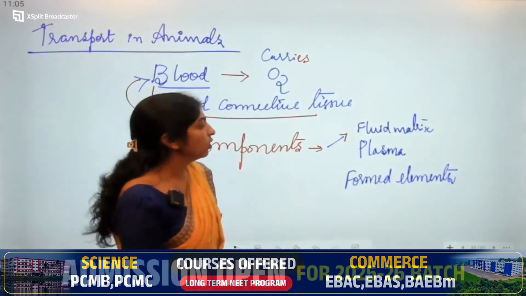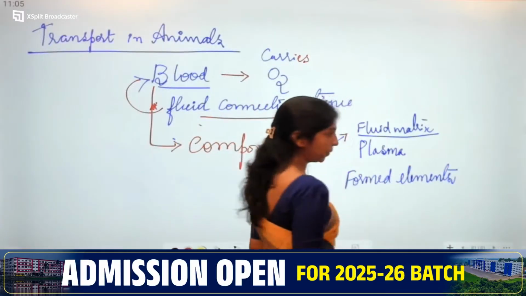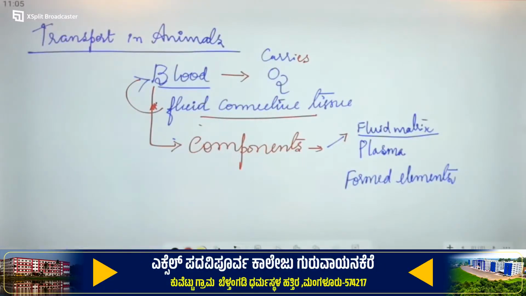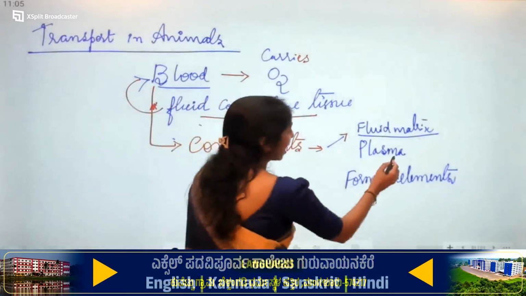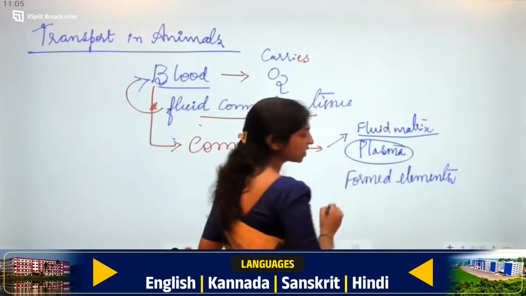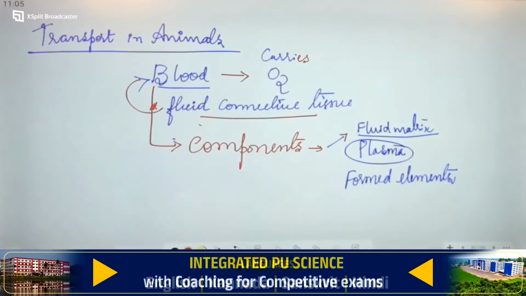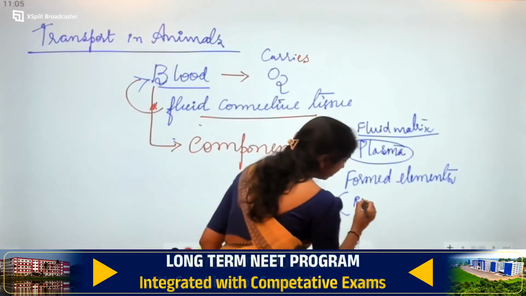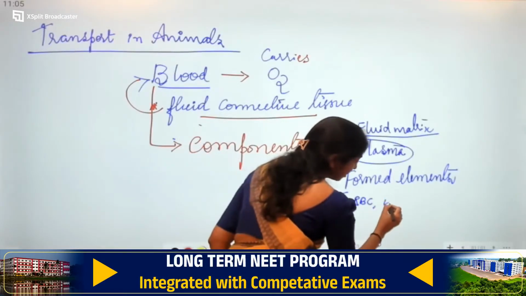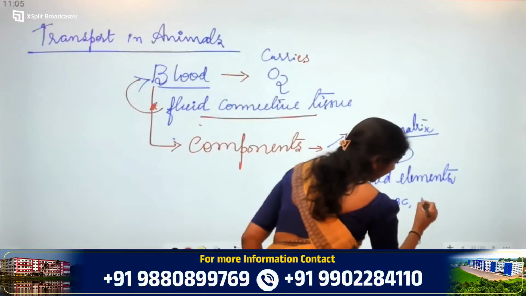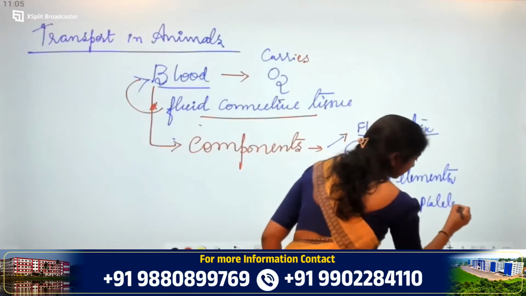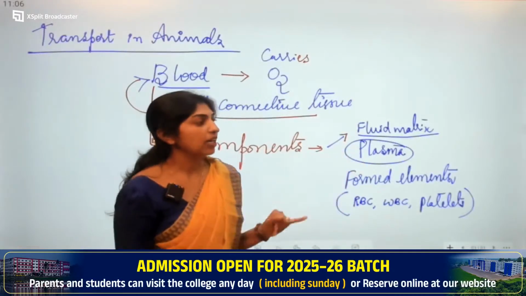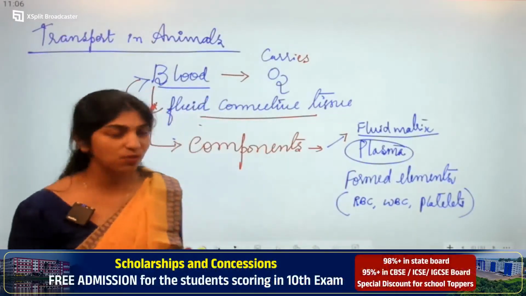Now, the fluid matrix is the liquid component of the blood. First we will speak about the plasma. You are answering it right. You have told RBC, WBC, platelets. They come under formed elements. The RBC, red blood cells, WBC and platelets, correct? This comes under formed elements. Now, before that, coming to plasma, what is plasma?